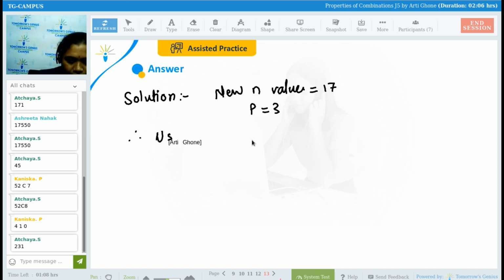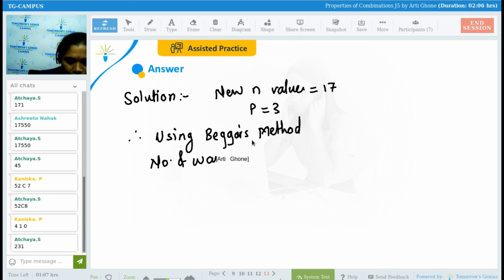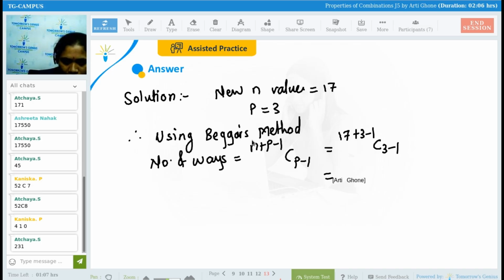Therefore, using Beggars method, number of ways is equal to n plus p minus 1 C p minus 1. So it is 17 plus 3 minus 1, C 3 minus 1. Calculate 19C2, you will get the answer. Clear?